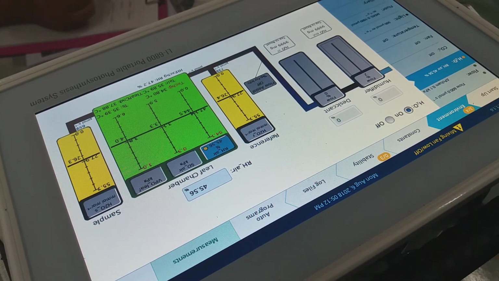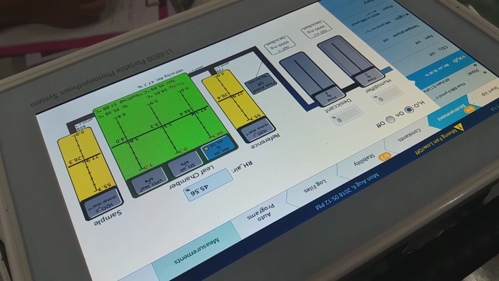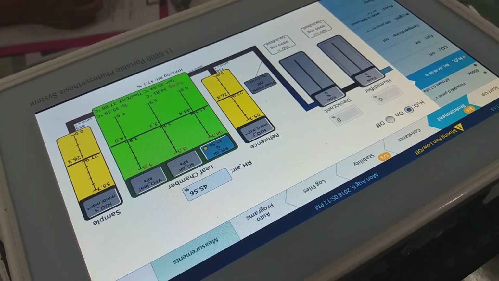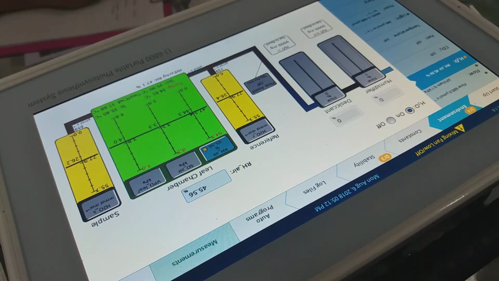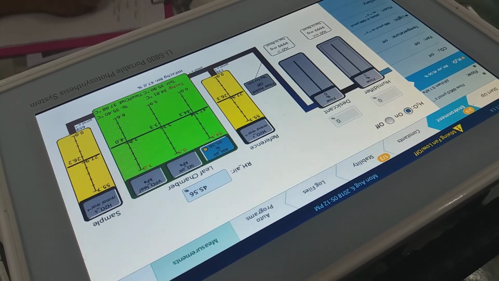And VPD? What's VPD? Vapor pressure deficit. Do you know what RH is?